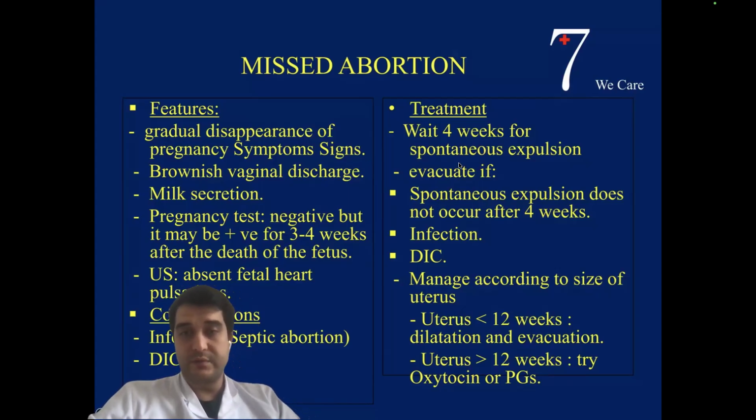Treatment: wait 4 weeks for spontaneous expulsion, evacuate if spontaneous expulsion does not occur after 4 weeks, or if infection or DIC occurs. Managed according to the size of the uterus. If the uterus is less than 12 weeks, dilatation and evacuation. If it's more than 12 weeks, you must try oxytocin or PGs.